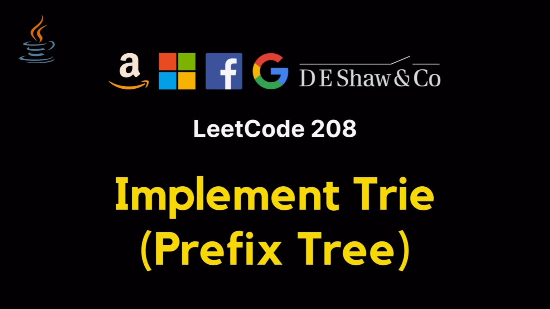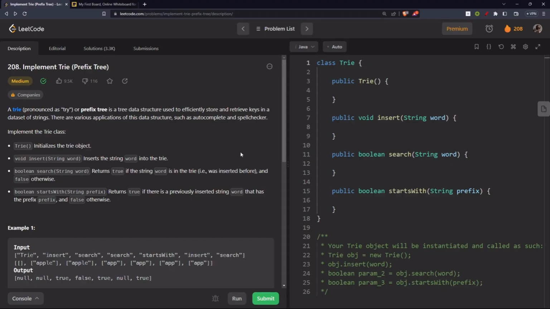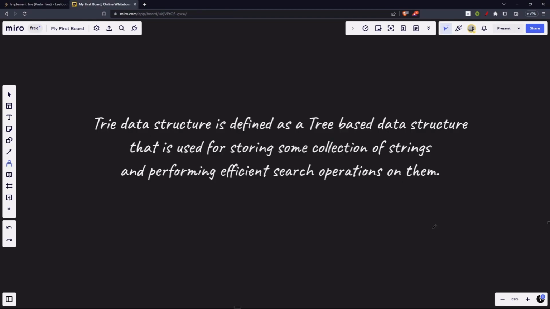Hello everyone. So today we are going to see the problem implement trie. This is less of a problem and more of an implementation of a data structure called trie. Now what is a trie actually? A trie data structure is defined as a tree based data structure that is used for storing some collection of strings, and performing efficient search operations on them.